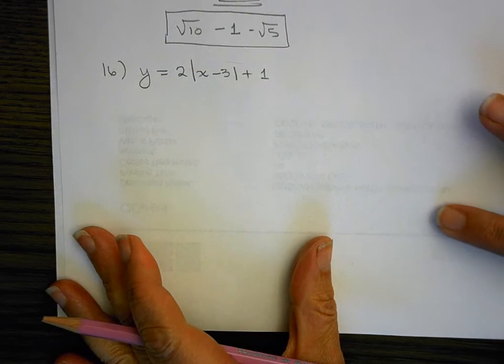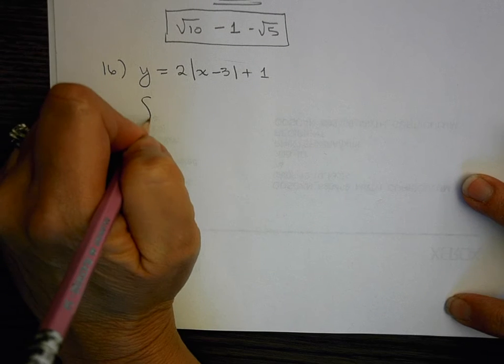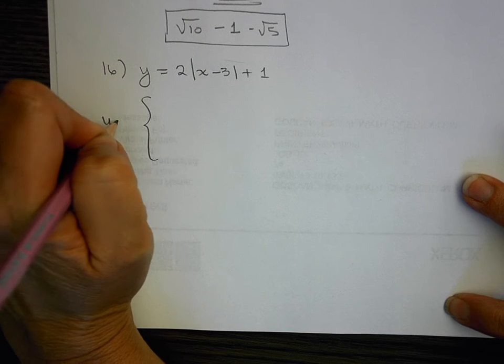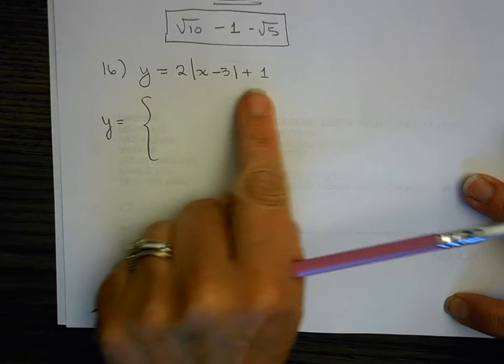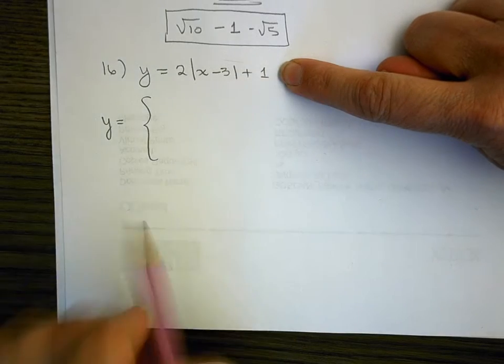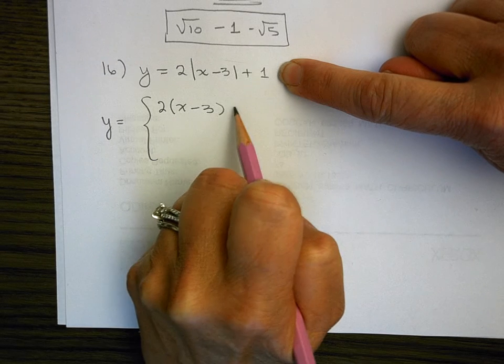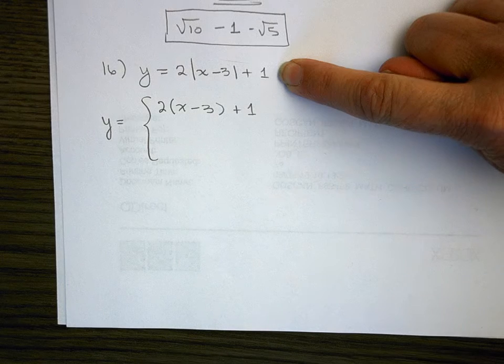So for this one here, I want to rewrite this into a piecewise function. I have my original, so I'm going to start with the same exact equation, but my grouping symbol now is going to be parentheses. So there's my original.